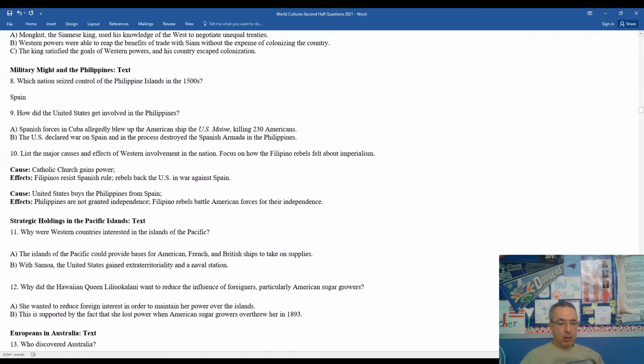12, why did the Hawaiian Queen Liliuokalani want to reduce the influence of foreigners, particularly American sugar growers, in the Hawaiian Islands? She wanted to reduce foreign interest there in order to maintain her power in the islands. This is supported by the fact that she lost power when American sugar growers overthrew her in 1893.